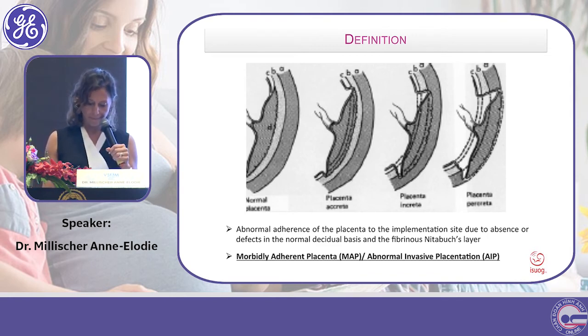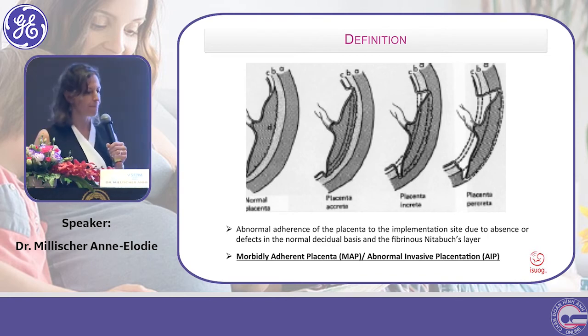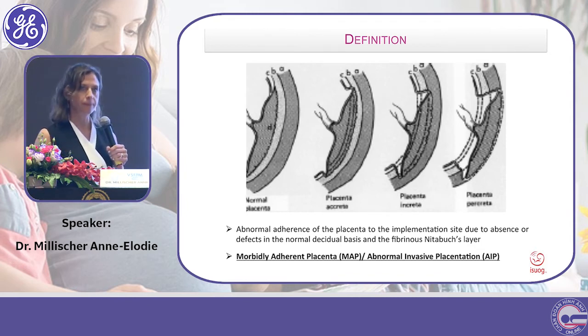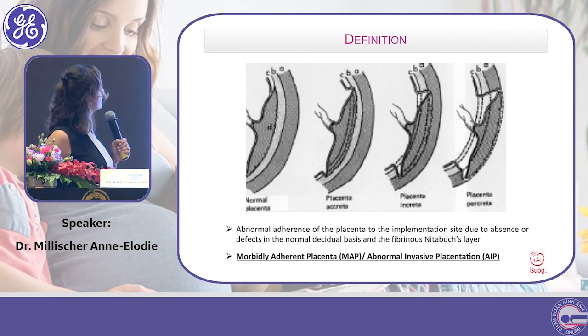Và cái thể nặng nhất trong cái nhau bám chặt đó là cái thể percreta, nó sẽ xâm lấn vào cái lớp thanh mạc và xâm lấn ra tới các cơ quan khác, và thường là sẽ xâm lấn tới bàng quang.